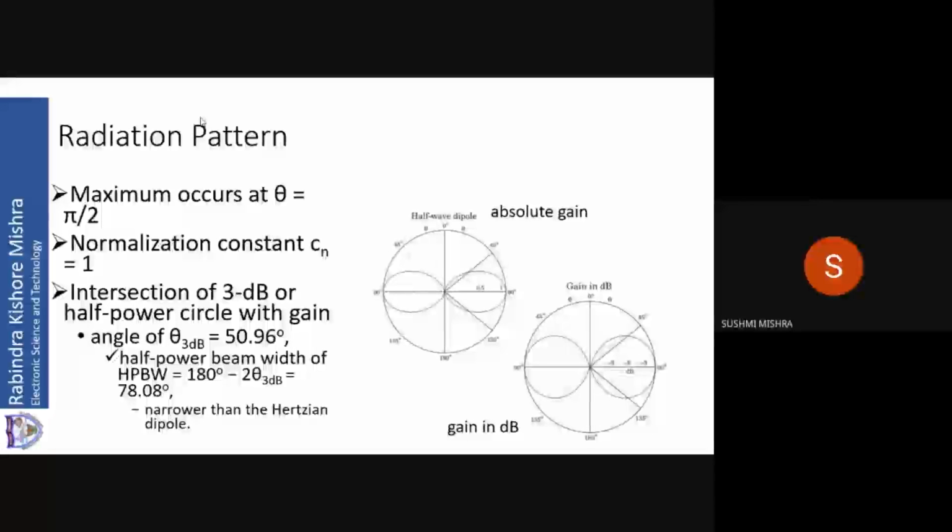So in the upper one you can see 0.5. In the lower one you can see 0, minus 3 dB, minus 6, minus 9, etc. So this is the difference between the absolute gain and the gain in dB. The absolute gain actually looks slightly narrower than the gain in dB, but in both the cases the angle is same. Half power beam width is same in both the cases. So don't get confused if you see this.